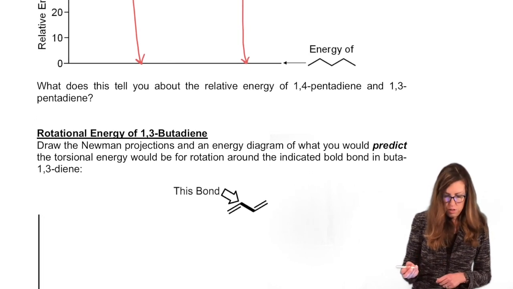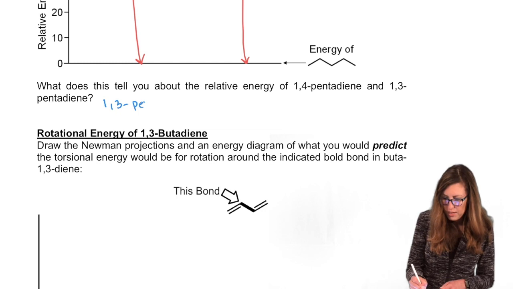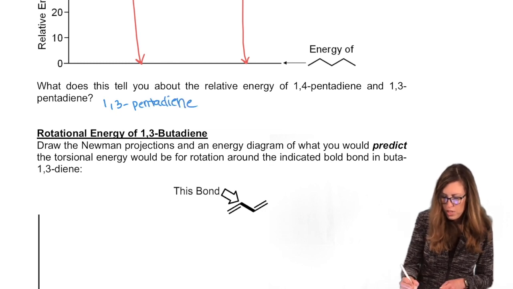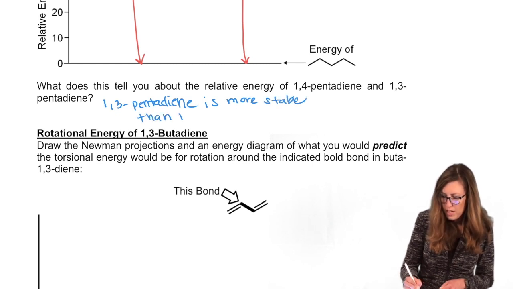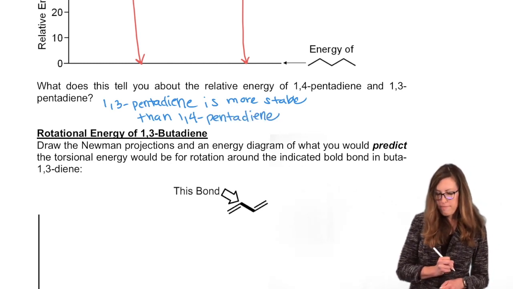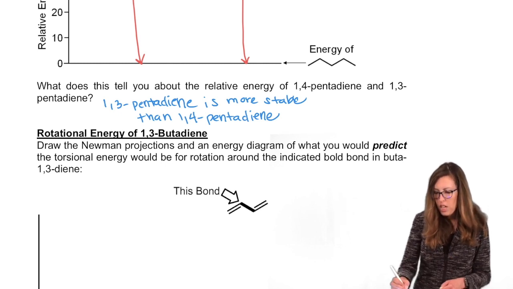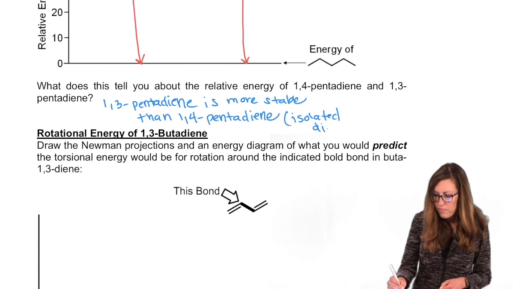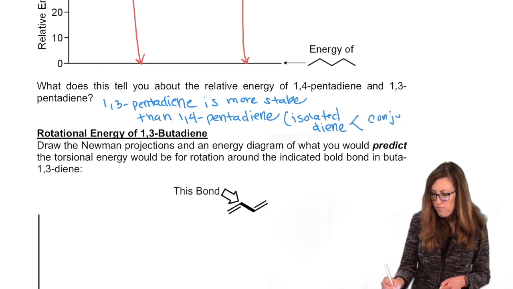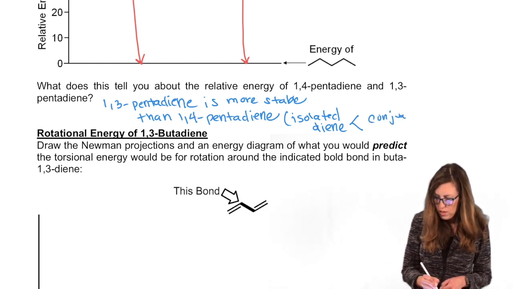The relative energy of those two. 1,3-pentadiene is more stable than 1,4-pentadiene. Okay, so that's the conclusion. I'm just going to kind of drive it home with the fact that the 1,4 is an isolated alkene, or diene, I should say, is less stable than a conjugated diene. Don't really like how that letters turn out. Conjugated diene.